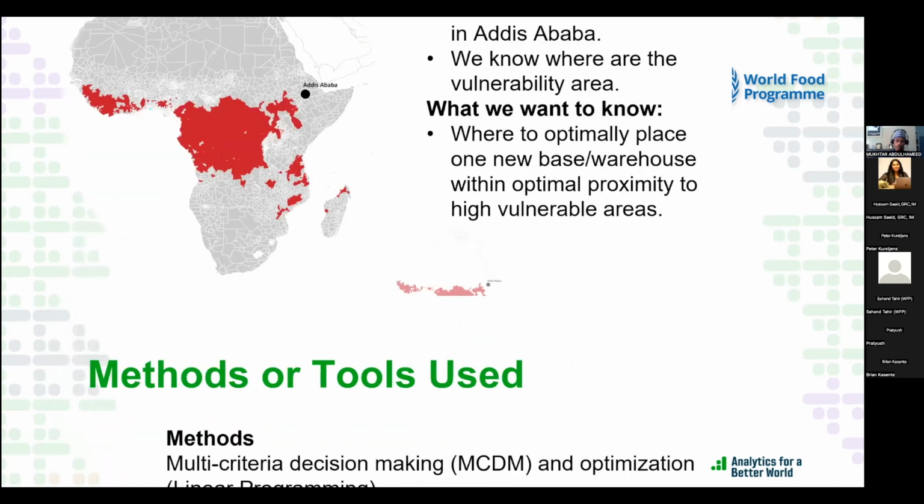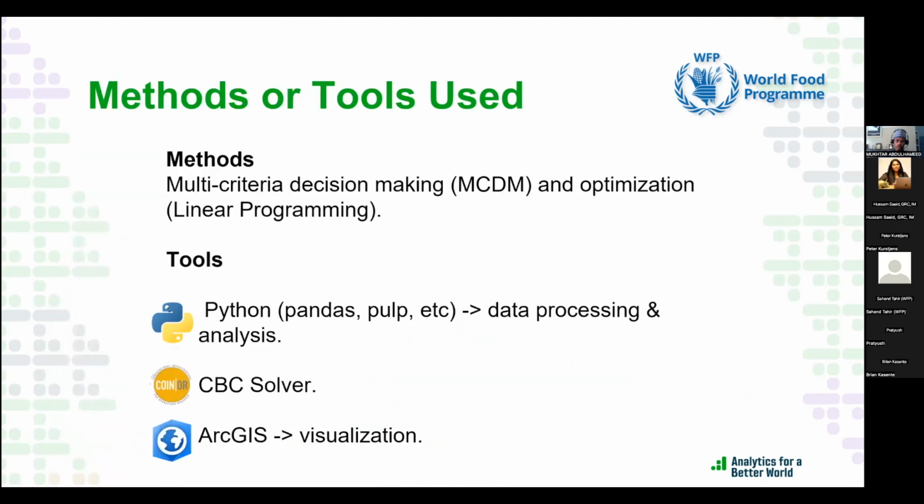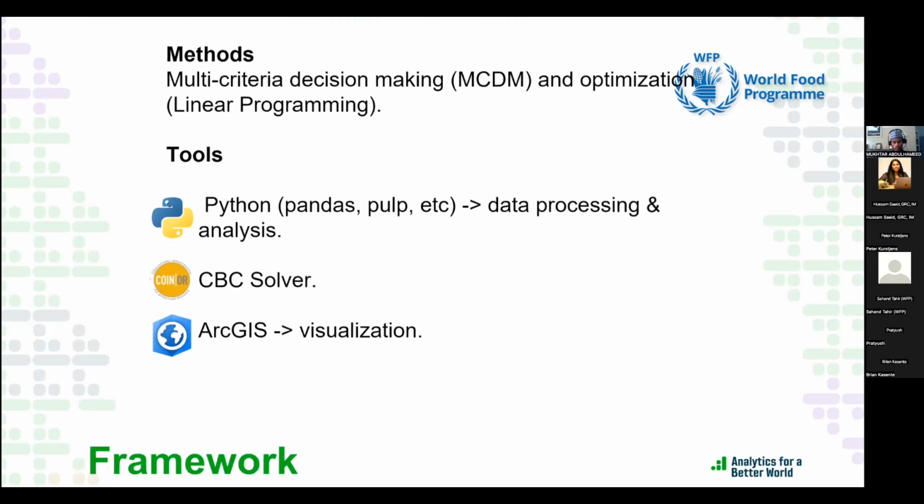So for the methods and tools, we used multi-criteria decision-making and optimization, and specifically linear programming. For tools, I used Python and a bunch of libraries, pandas, pulp, geopandas, and a few more for data processing and analysis. I used the CBC solver to solve the optimization problem, which is a free and open source solver. And I used ArcGIS eventually. Once the data was ready, I exported it and used ArcGIS just to make a bit more compelling visualizations.